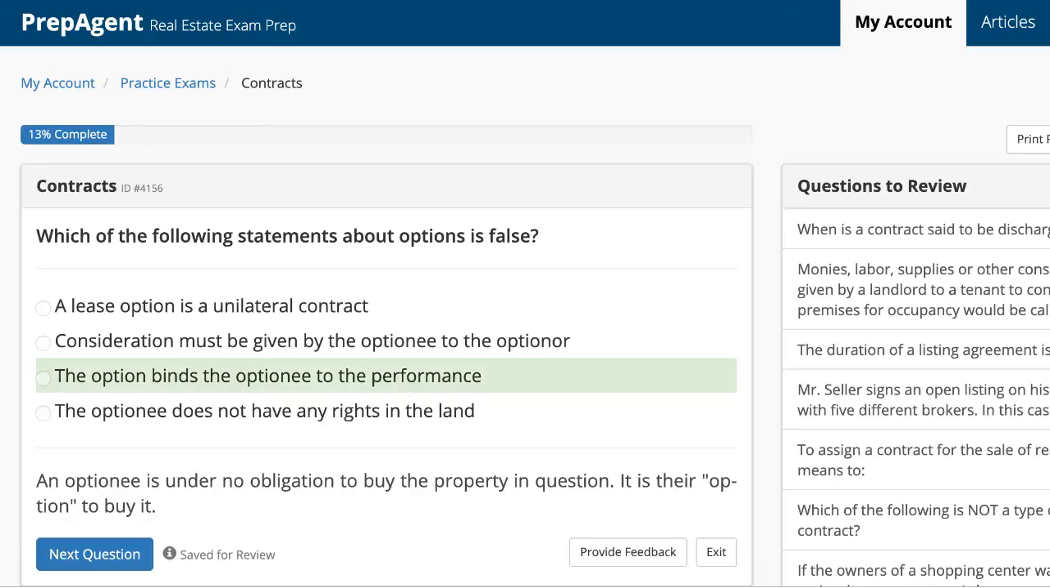Okay, the answer is C. The option binds the optionee to the performance. Okay, so we talk about options. It cannot bind anybody because by definition, an option does not bind you to anything, so it can't be bilateral, right, guys? It has to be a unilateral contract, all right, because there's only one promise made.